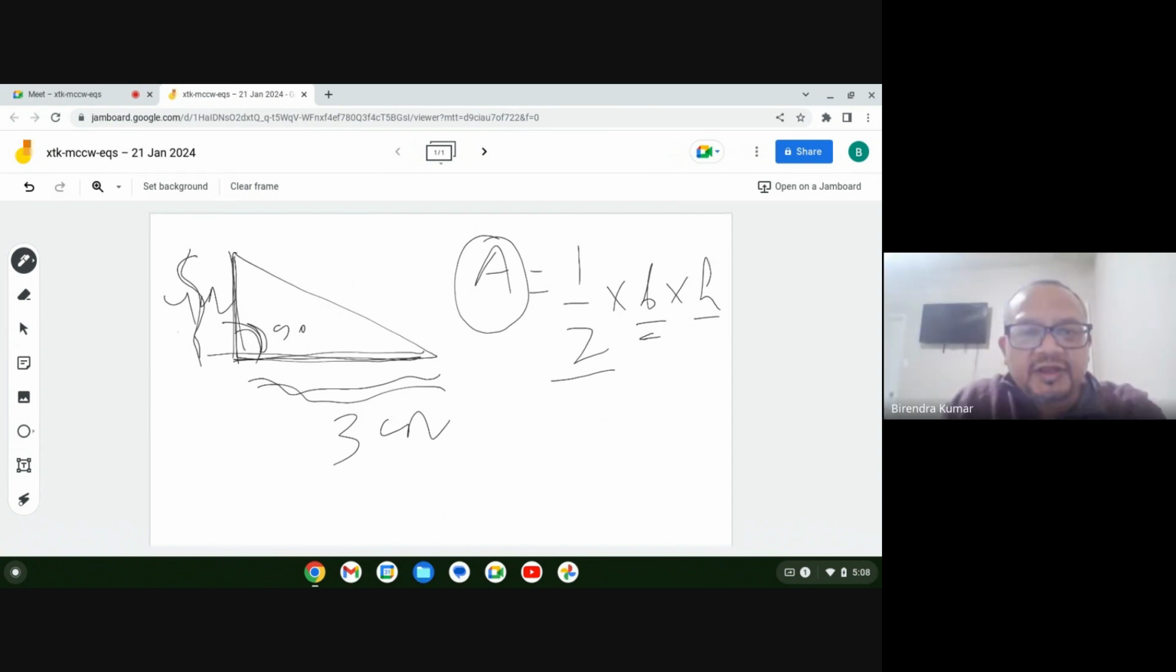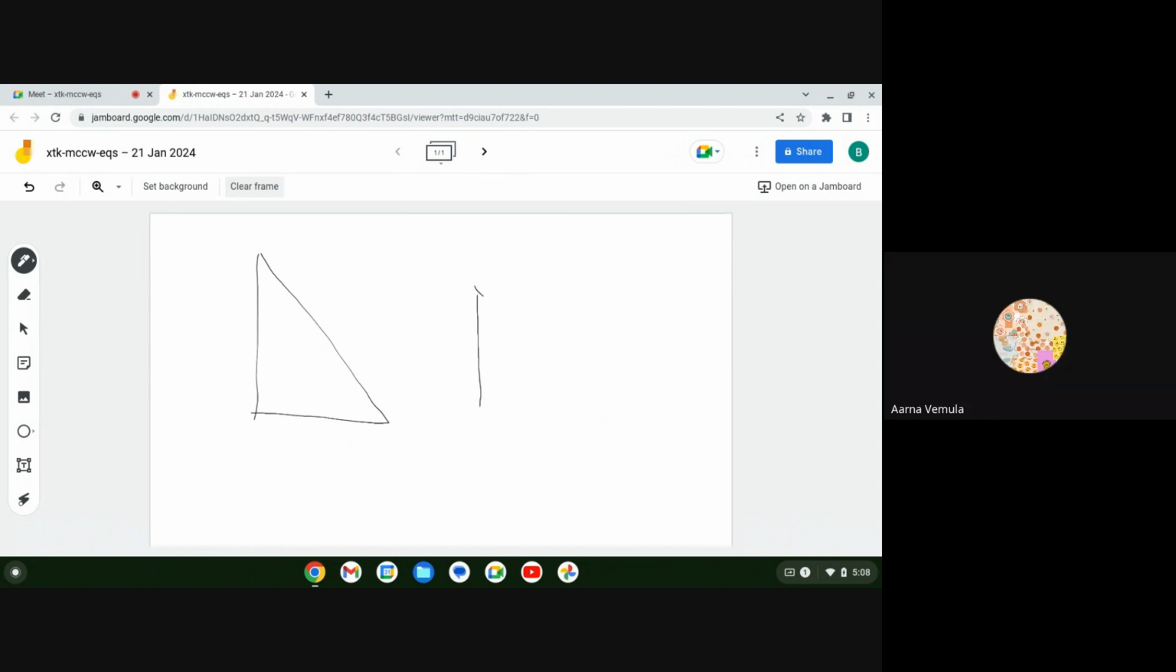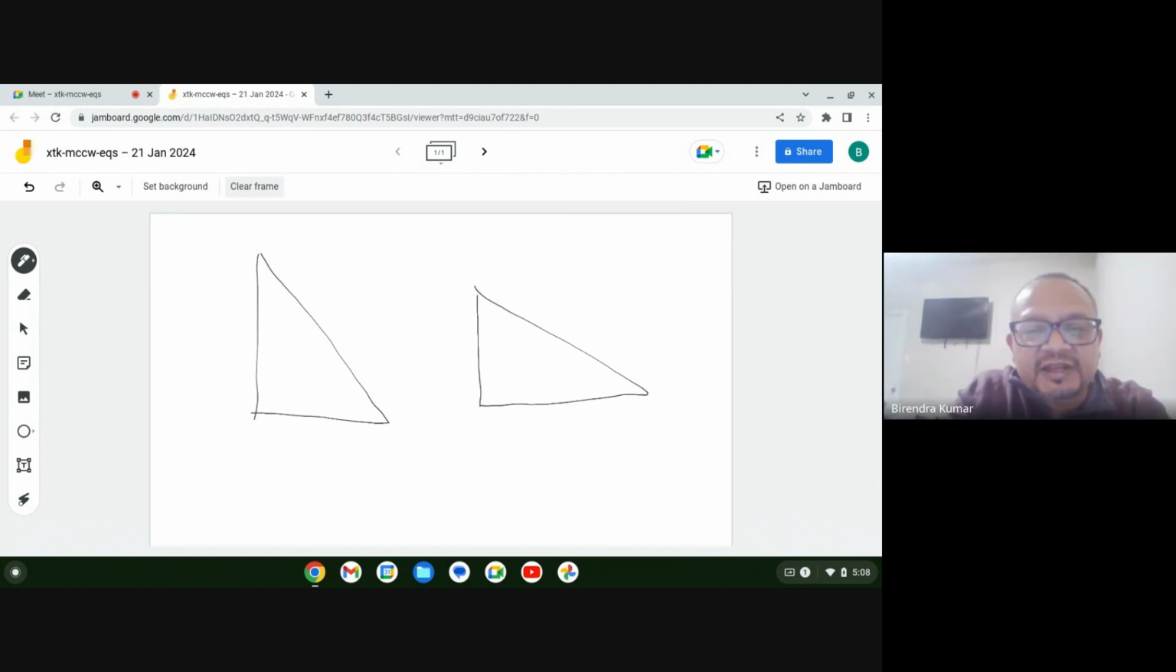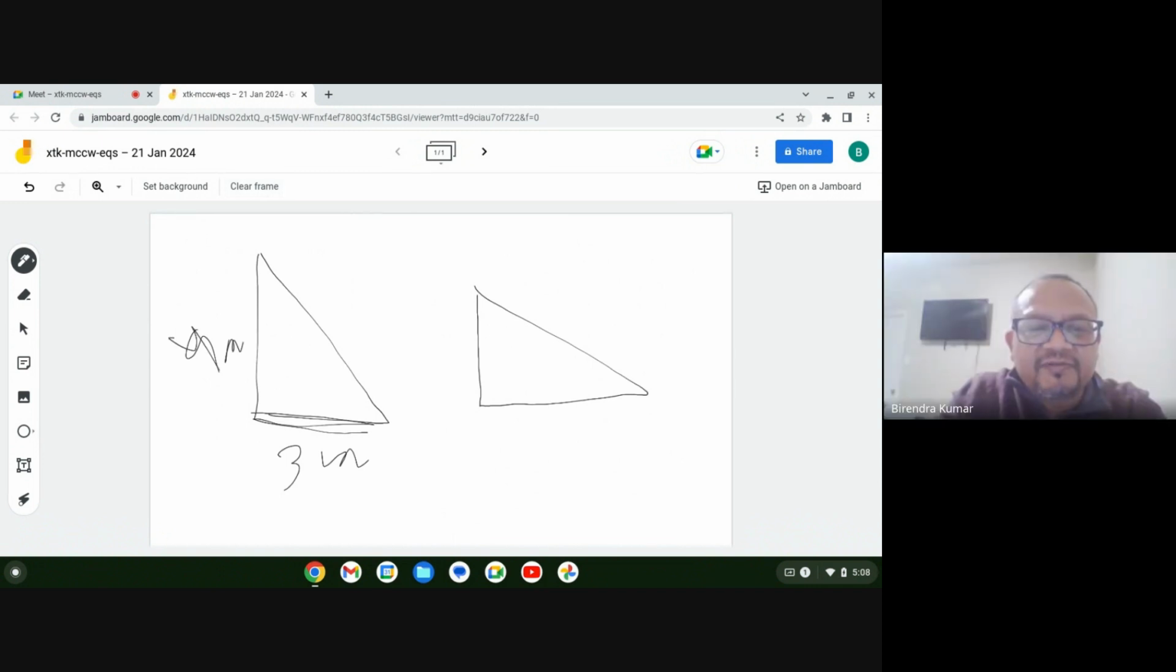Now I made a statement which might confuse you guys. Look at this triangle. This is the right angle, same right angle triangle. Here, this guy is standing on this foot. Let's say this is 3 centimeter, this is 4 centimeter. Here, what we did, we kind of made it lie down. So we just flipped it.